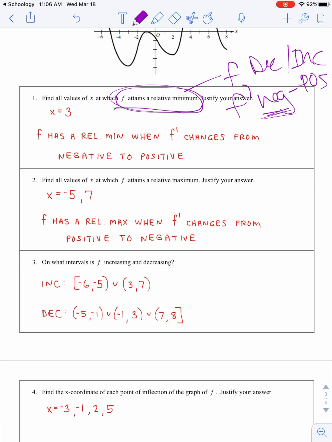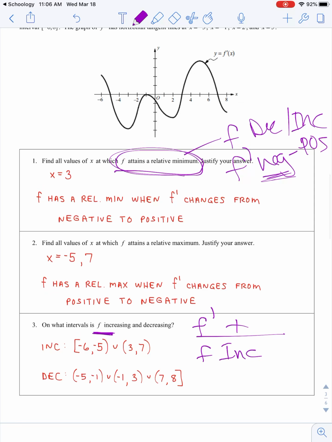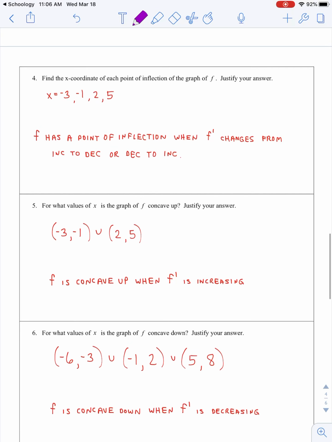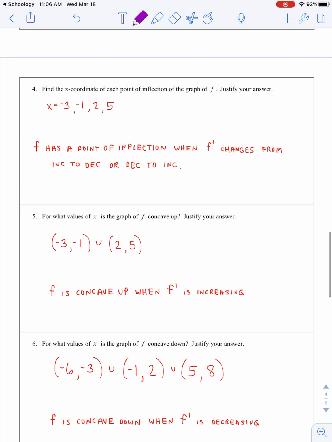On what intervals is the function increasing? The function is increasing when its derivative is positive. So this is the graph of the derivative. We're looking for where is it positive? Where is it above the x-axis? And then the opposite for when we want it decreasing, that's when its derivative is negative. So think about that on the graph.